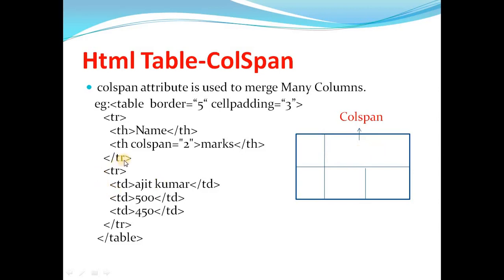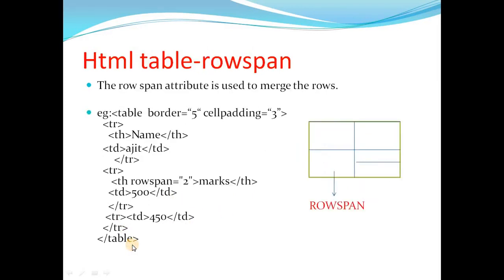Close of the first row. Next comes the second row, and in the second row the data first will be Ajit Kumar. Here Ajit Kumar will be written, and here 500 in the td, that is here 500 marks will be written, and here 450 marks will be written. td means table data. Next close of the row, close of the table. Like this you have to write the column span.